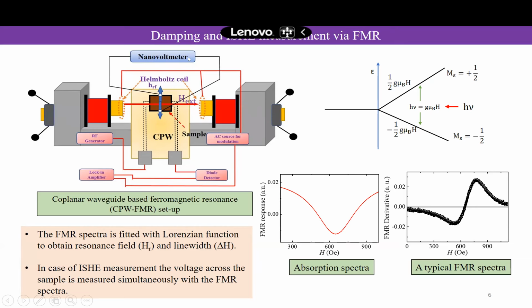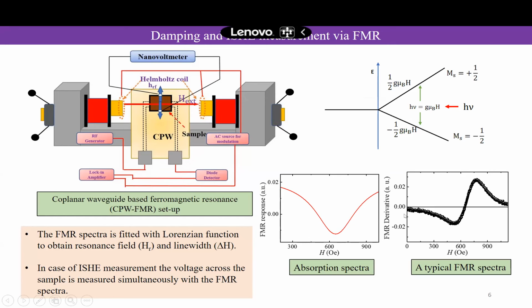So basically the simultaneous measurement of the ferromagnetic resonance and this voltage measurement actually happens. This modified setup is called the inverse spin Hall effect setup. The typical FMR spectra is shown here. This is the FMR absorption spectra.